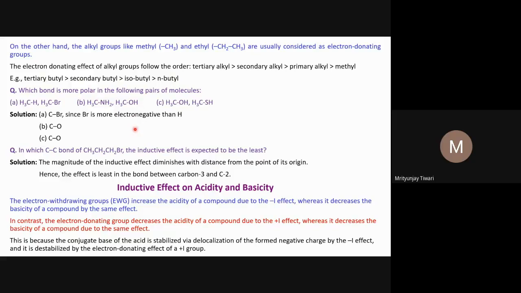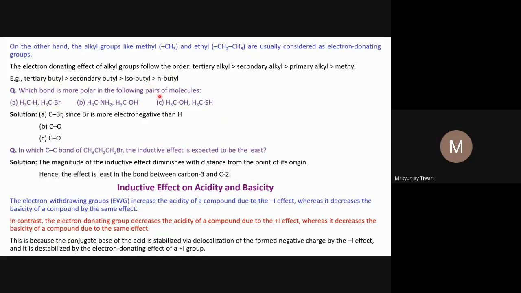The secondary butyl group: this means the secondary carbon atom is here, numbering one, two, three, and another group is present. If this entire group is attached to the carbon chain through the second carbon atom, then it is called a secondary butyl group. The secondary butyl group will have two substituents, one methyl and one ethyl, so the secondary butyl will have higher donating tendency.